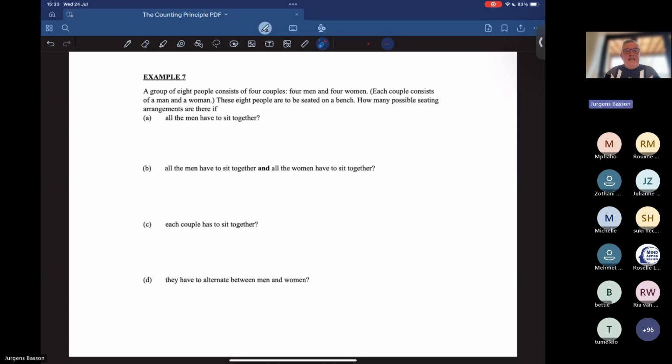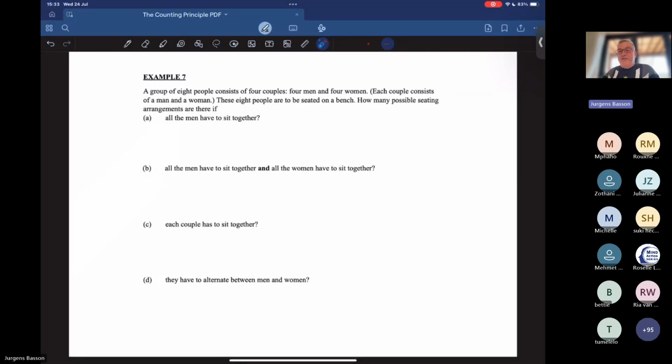The question says nothing about the women, but your learners will still say, if you ask them how many groups, they will say 2. Now, if you look at the second question, the B one, you see all the men must sit together and all the women. So I think you agree with me. The first one, in A, there's only 1 group. In the second one, we have 2 groups. So let's do this first one.